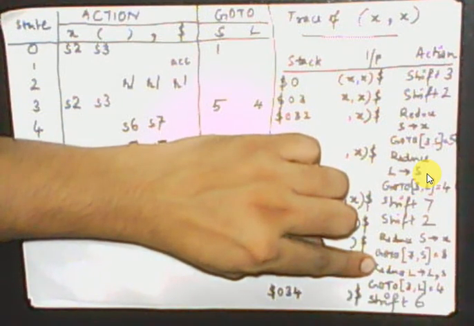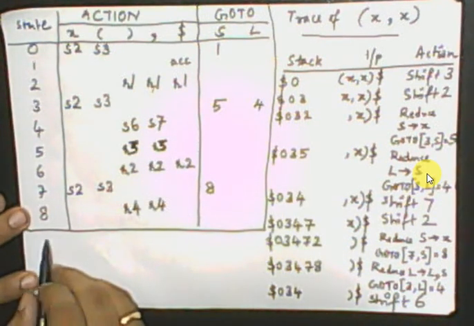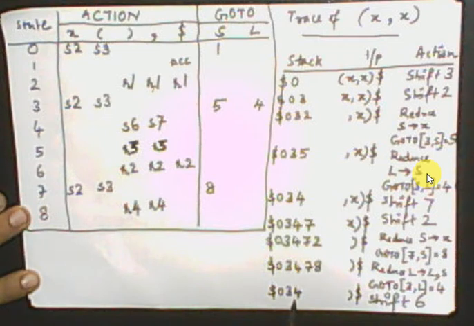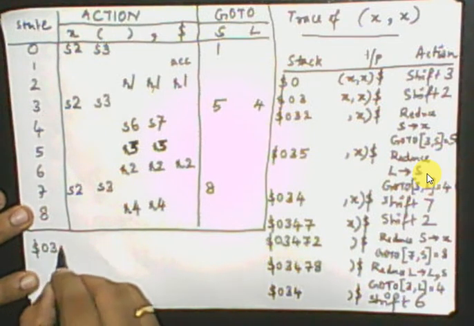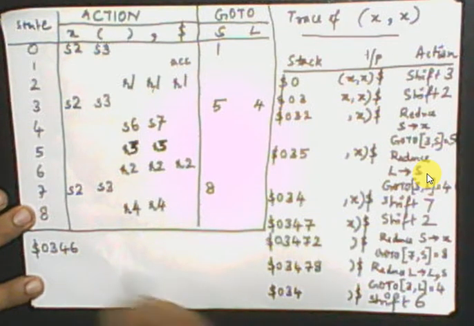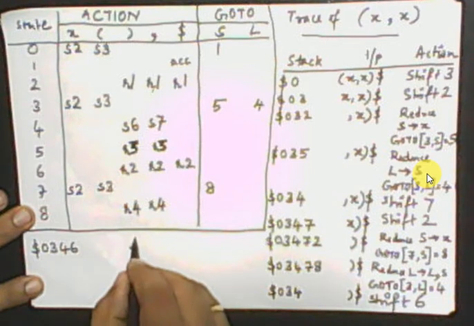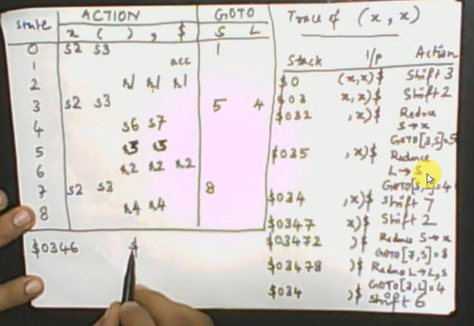Shift 6. I'll use this space here. So shift 6 means you have to push 6 here, so that is 0 3 4 6. Then this closing parenthesis will be gone, so on input it will be dollar. Okay, so this is one.